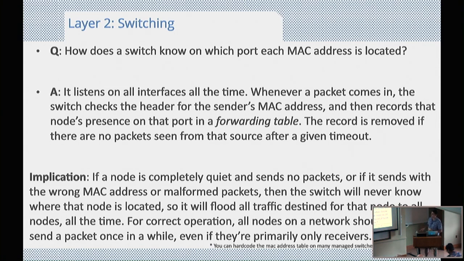The implication here is that if a node on a network is completely quiet and sends no packets, or if it sends malformed packets, the switch will never know where that node is located. So any traffic destined for that node will be flooded out on all ports all the time. So for correct operation on an Ethernet network, all nodes need to send out a packet every once in a while, just so the switches know where it's located. If you're in a radio astronomy environment with FPGAs that are only ever listening on the network, and that FPGA does not send a packet out into the network at some point, any data destined for it will be flooded out over the whole network, and your bandwidth on your network will plummet.